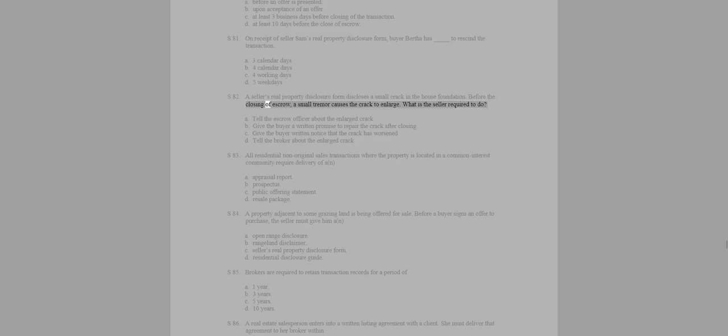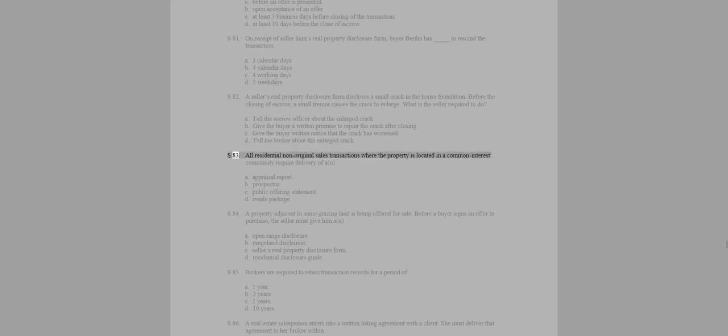S82. A seller's real property disclosure form discloses a small crack in the house foundation. Before the closing of escrow, a small tremor causes the crack to enlarge. What is the seller required to do? A. Tell the escrow officer about the enlarged crack. B. Give the buyer a written promise to repair the crack after closing. C. Give the buyer written notice that the crack has worsened. D. Tell the broker about the enlarged crack.